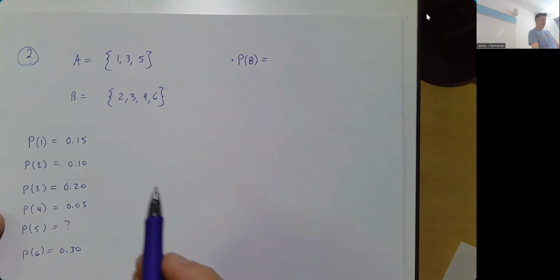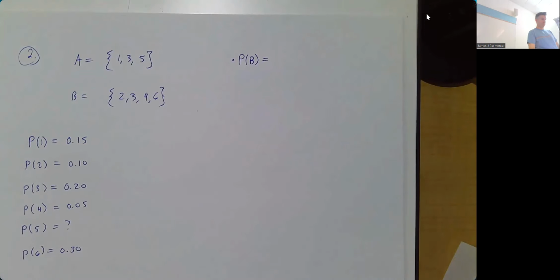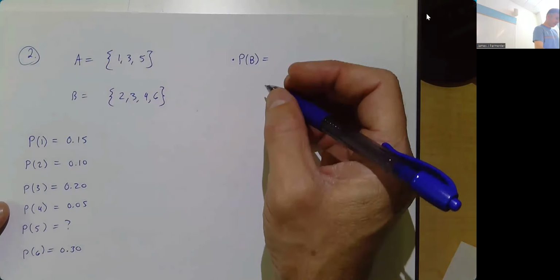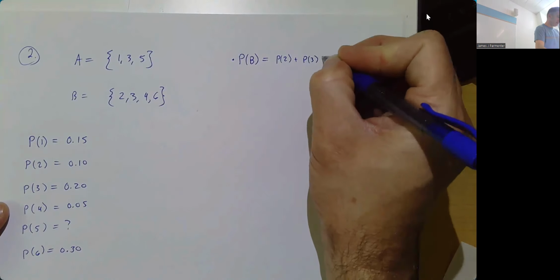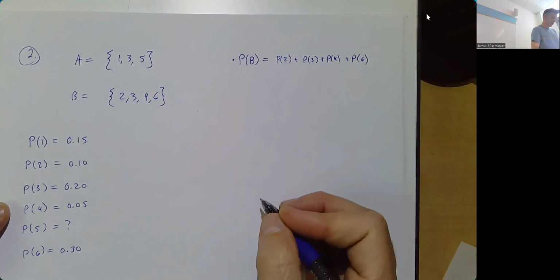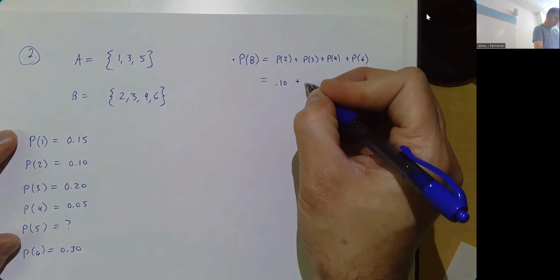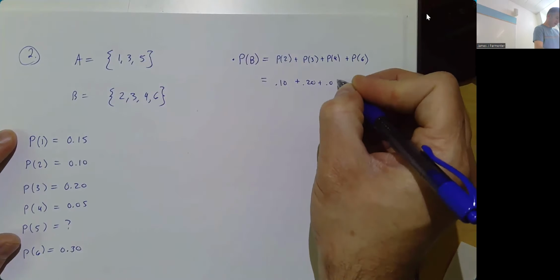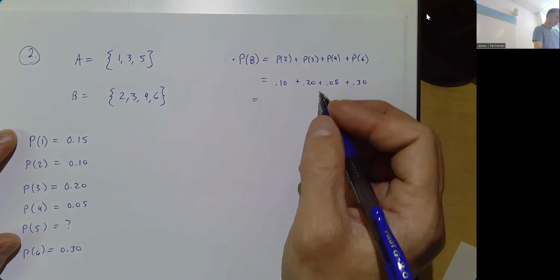Well, B consists of these 2, 3, 4, and 6, and we can certainly find those all. It's going to be the probability of 2 plus the probability of 3 plus the probability of 4 plus the probability of 6, which is just going to be 0.1 plus 0.2 plus 0.05 plus 0.30, which is 0.65.